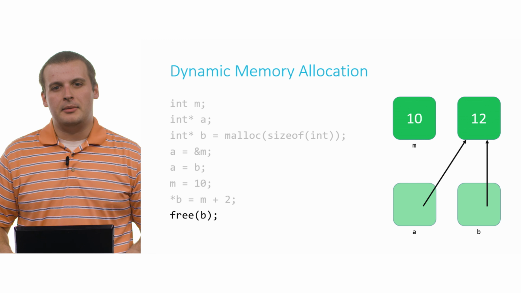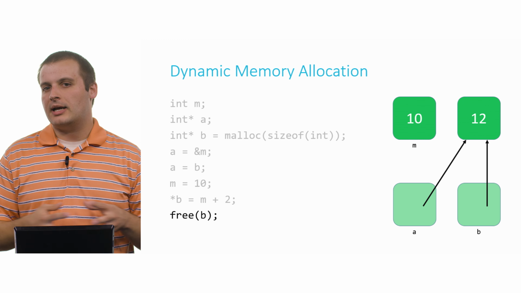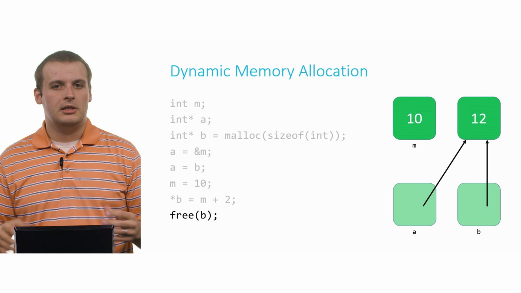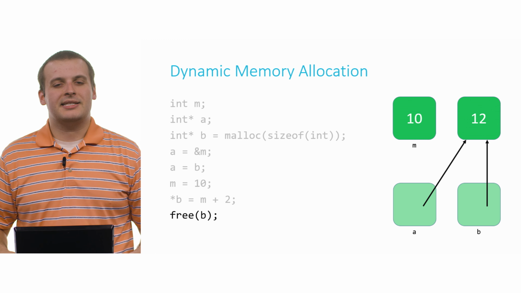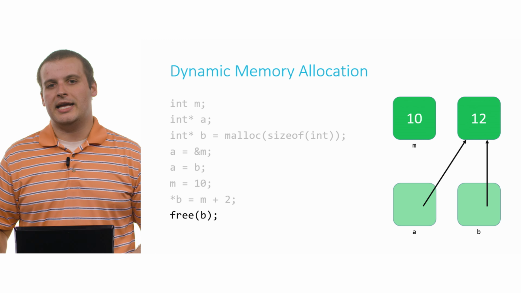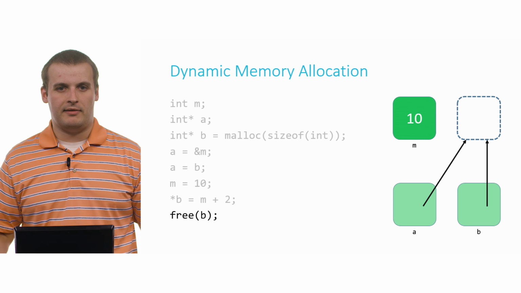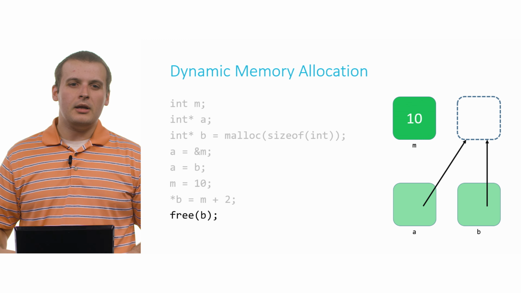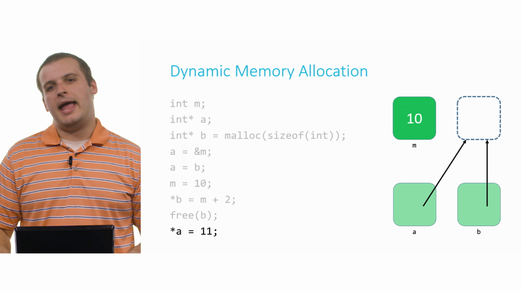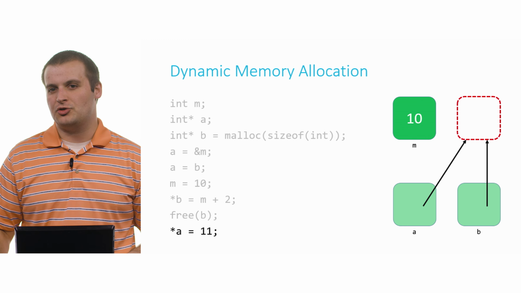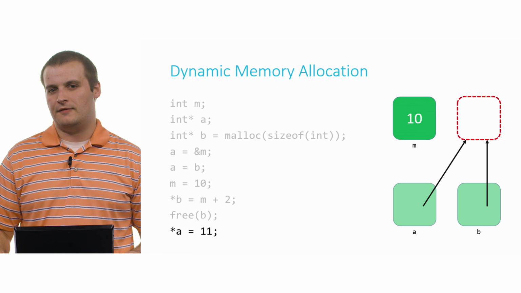Now I free b. What happens when I free b? Well, remember what I said free means. What am I saying when I free b? I'm done working with it, right? I essentially give up the memory. I give it back to the system. I don't need this anymore, is what I'm telling them. Okay? Now if I say star a equals 11, you can probably already tell that something bad's going to happen here, right? And indeed, if I tried that, I probably would suffer a segmentation fault.